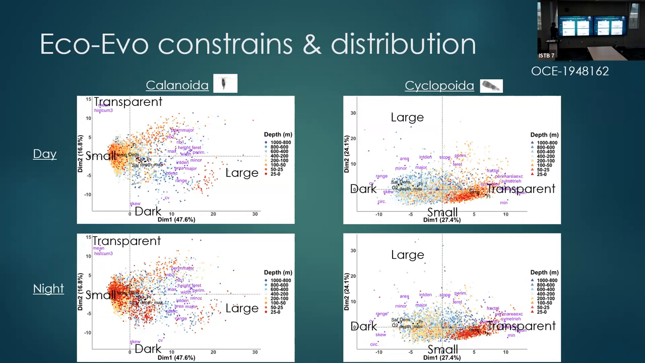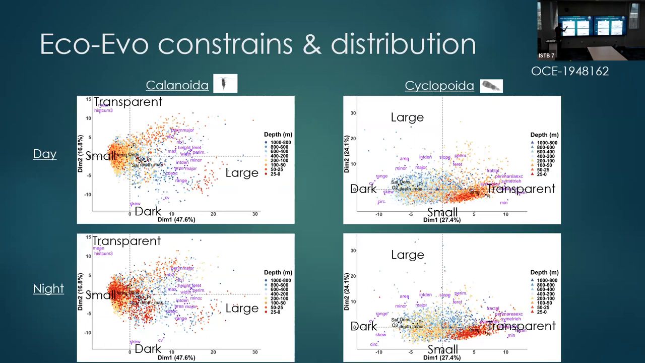I have this PCA, with the same structure as before. I'm trying to summarize the variability in a two-dimensional plot. Here we have the individuals that came from the day and here from the night. These animals migrate, they go up and down in the water column. I explained that last week.